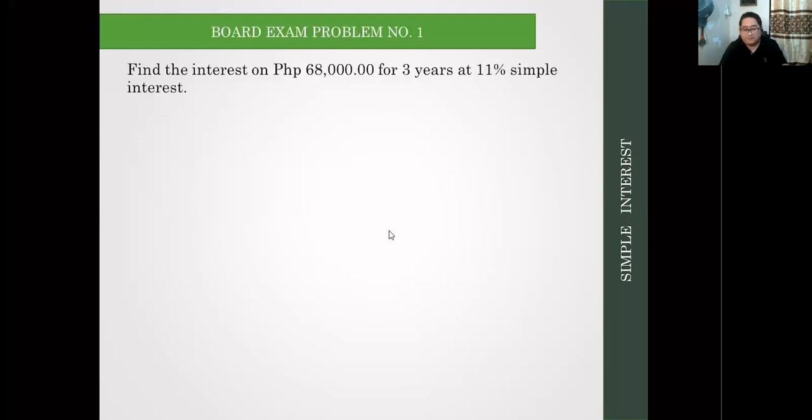So, yung first one natin, find the interest on 68,000 for 3 years at 11% simple interest. Again, walang naka-indicate kung ordinary or exact siya, so kailangan i-assume lang natin siya as ordinary, no? So, pinapahanap lang naman is yung interest. So, kapag interest lang yan, automatic PRT lang tayo. Okay? So, ang P natin, principal, so ibig sabihin yung amount na pinapahiram. Yung rate natin is 11%. And then yung time natin, ito. So, ito yung T natin.